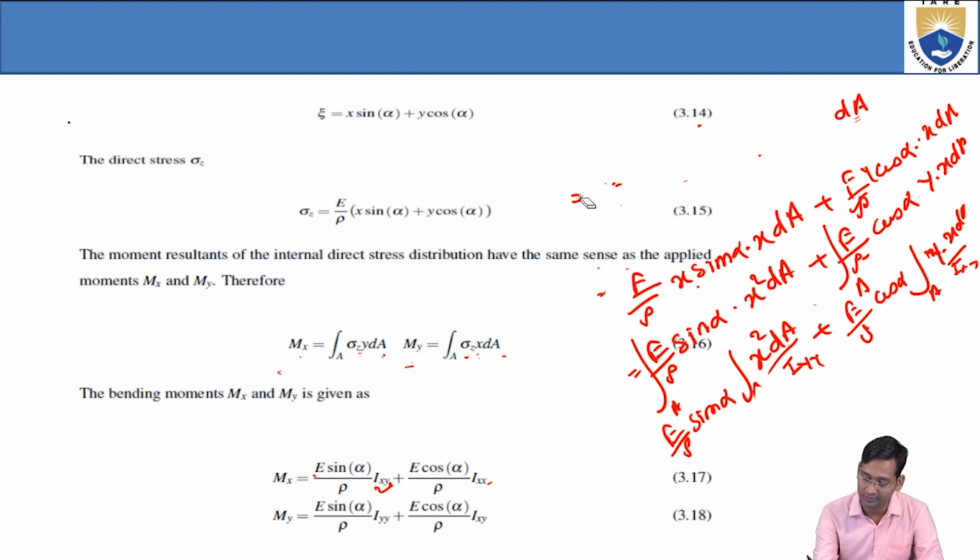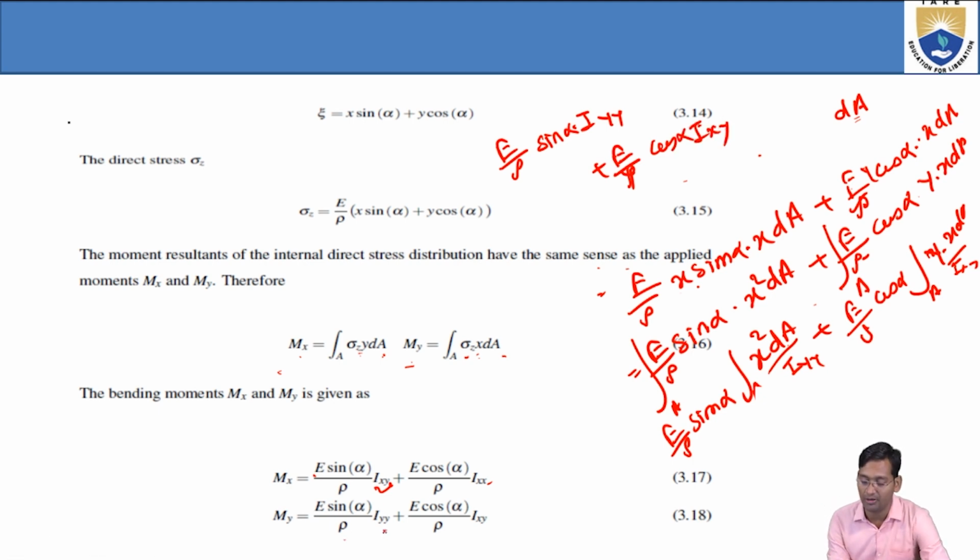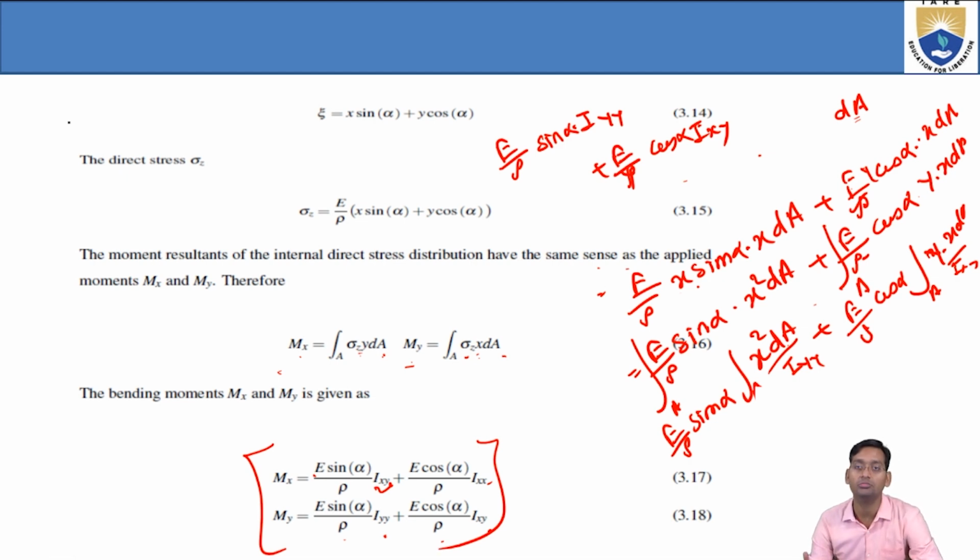So from this what we will get is E by rho sin alpha into I y plus E by rho cos alpha into I xy. So see now, E sin alpha by rho into I y plus E cos alpha by rho I xy. Now why we have mx and my in terms of moment of inertia? E is Young's modulus of elasticity, that is constant. Sin alpha at angle alpha degree.